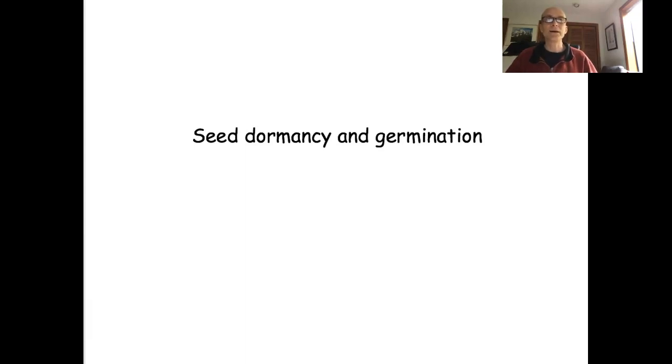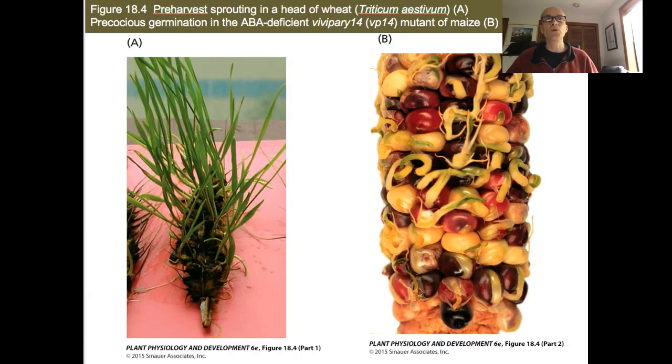So this lecture is about seed dormancy and germination. Let's take a look at this figure here from your textbook. This shows you some pre-harvest sprouting of a head of wheat. So this is a wheat head, and you see some pre-harvest or maybe post-harvest, but definitely precocious germination of corn kernels on this corn cob.